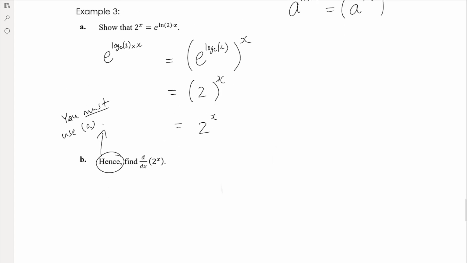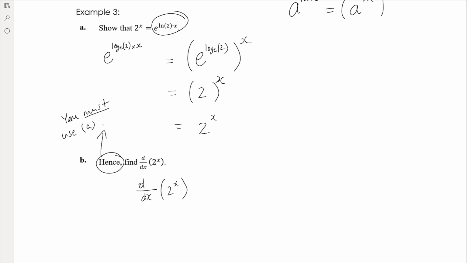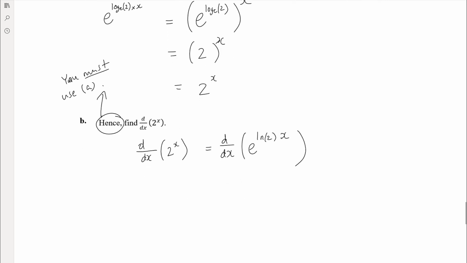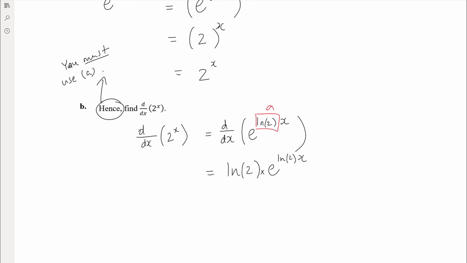So if we want to find the derivative of 2 to the power of x, well, we don't know how to do that. But 2 to the power of x is the same as, we've just shown, e to the log e of 2 times x. Remembering, log e of 2 is just a number. It's just e to the ax, and the derivative of e to the ax is a e to the ax. And so the derivative of 2 to the power of x is log e of 2 times e to the log e of 2 times x.